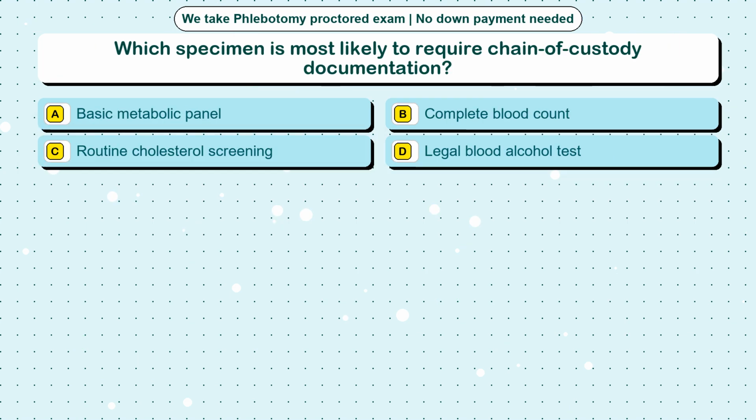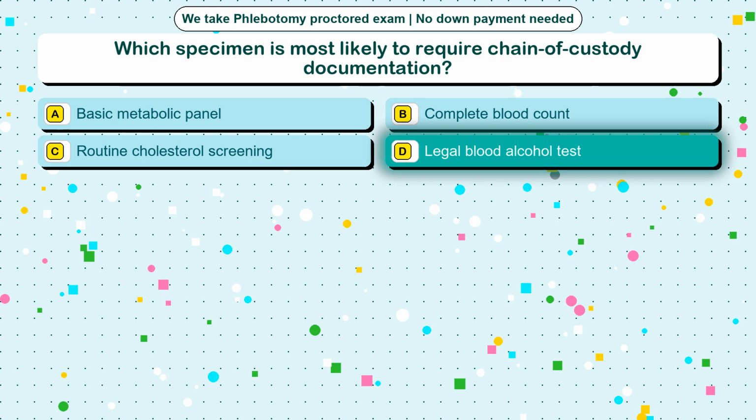Question 25. Which specimen is most likely to require chain of custody documentation? Option A, basic metabolic panel. Option B, complete blood count. Option C, routine cholesterol screening. Option D, legal blood alcohol test.